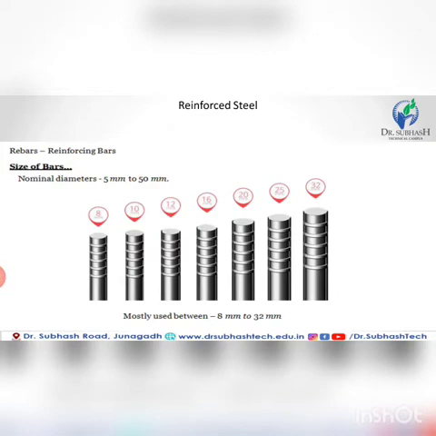Second, Fe415, Tor steel, or HYSD bar, high yield strength deform bar. Characteristic strength Fy is equal to 415 Newton per mm square. The HYSD bar has a higher percentage of carbon as compared to mild steel.